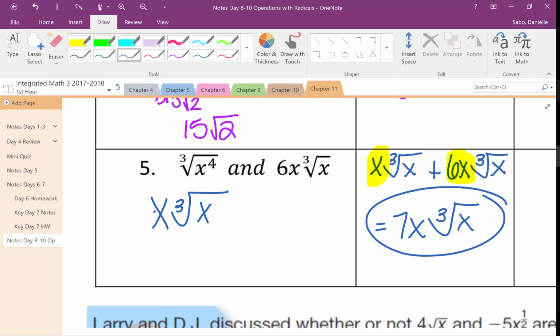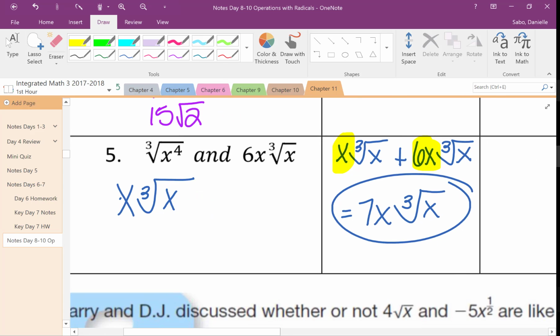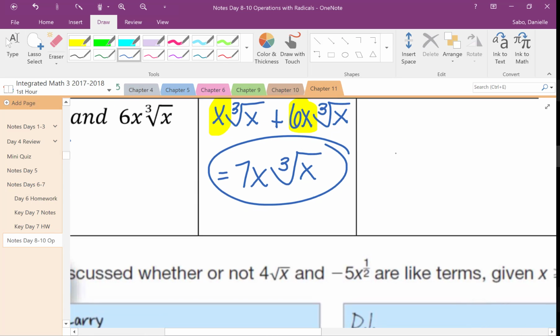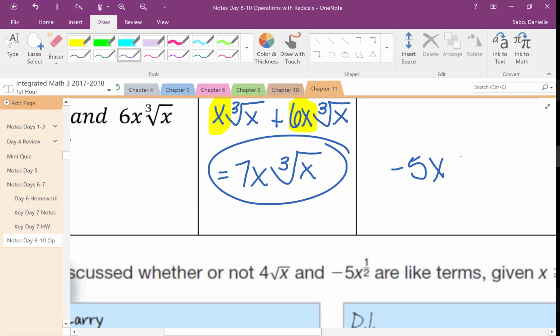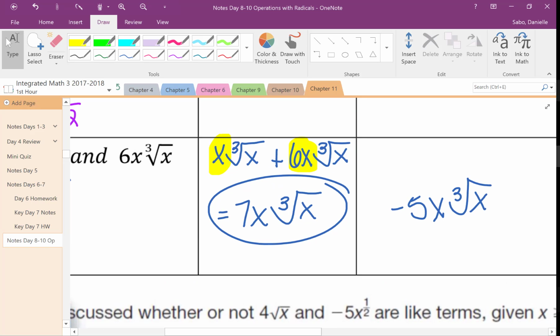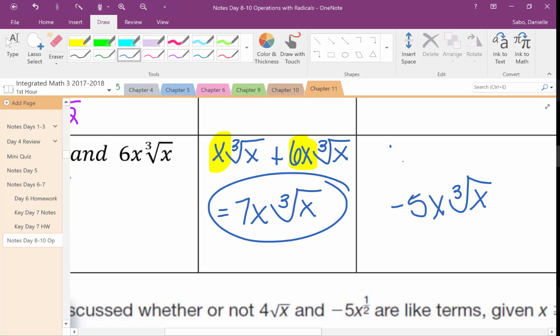Not so bad, right? What did you get when we did the difference? Negative 5x cube root x. Here's why. I'm going to write this one out just to make sure that you guys understand why. It's x cube root x minus 6x cube root x. Okay? You have to write it in that order. If I say the difference, you have to do it in the same order. You can't switch it up.